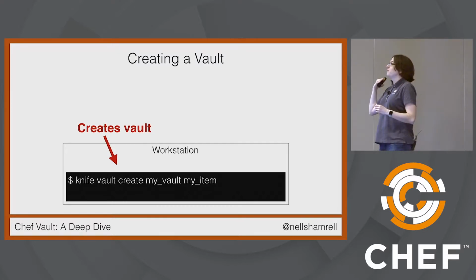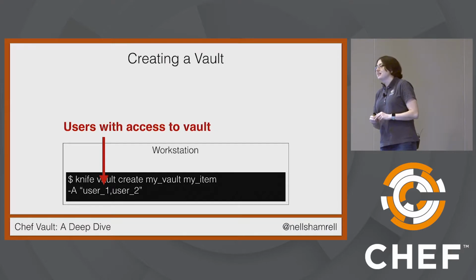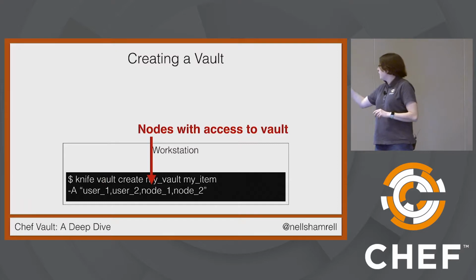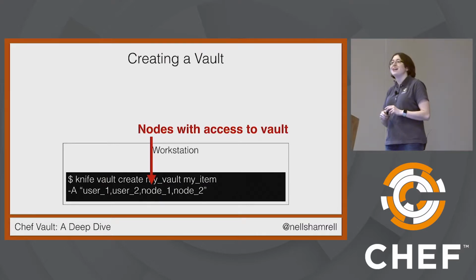So once I have that installed, creating a vault is very similar to creating a data bag. I first call the command knife vault create, then I pass it the name of that vault and the name of the item within that vault. And the next thing I pass is I specify which user accounts I want to be able to access that vault using their key pair associated with their Chef server account. And along with that, I also pass in the specific nodes that I want to be able to decrypt that vault. In this case, it's node 1 and node 2.